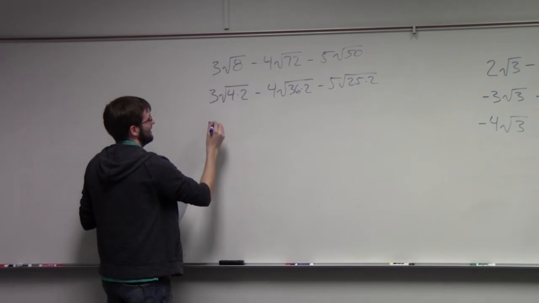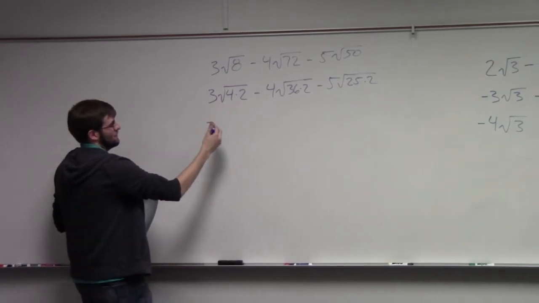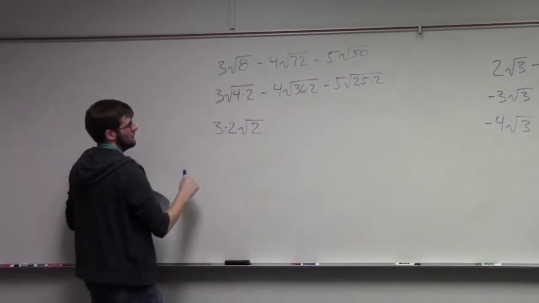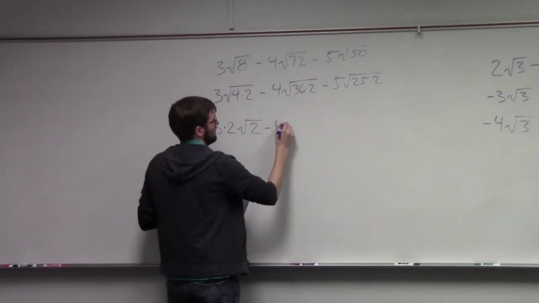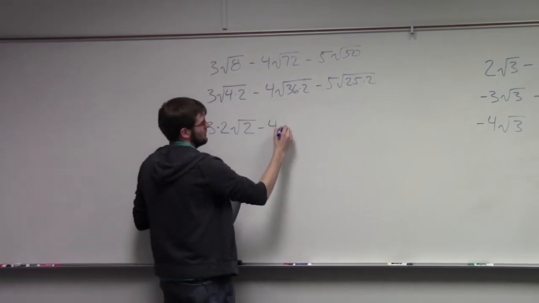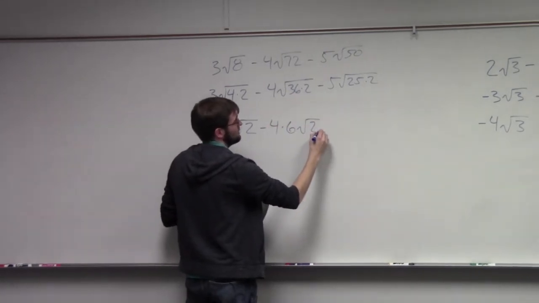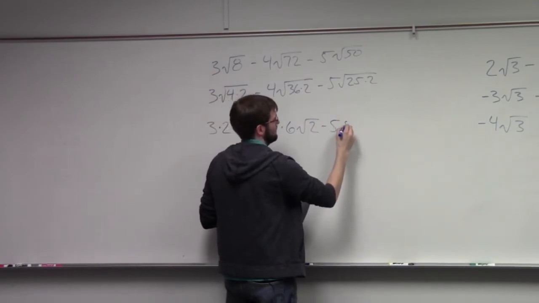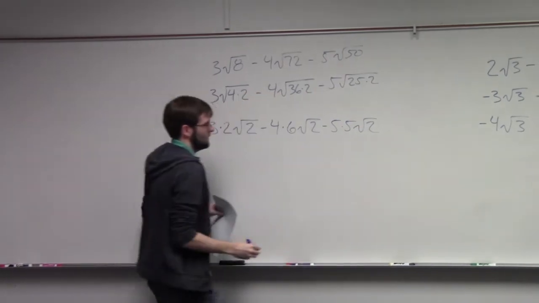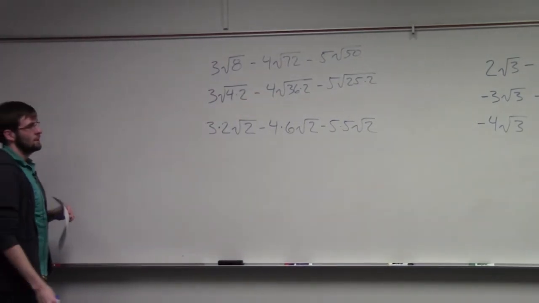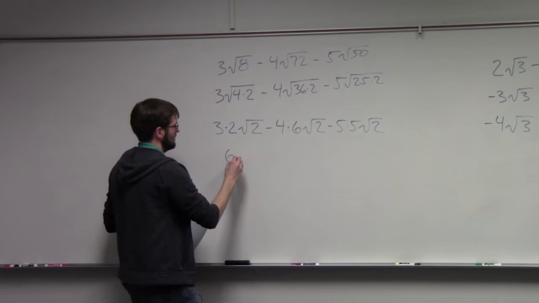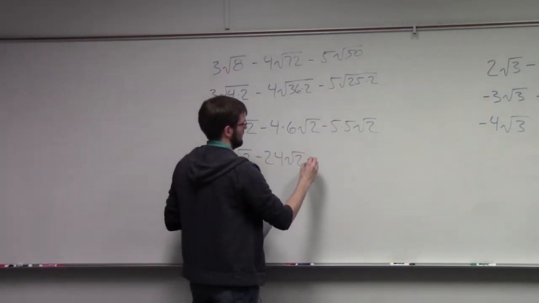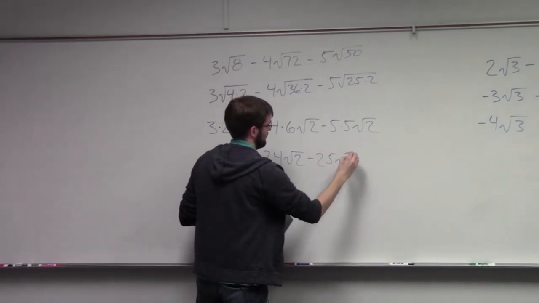That was good. So the square root of 4 is 2, and the 2 is going to stay in there. The square root of 36 is 6. So this 2 stays in there. Square root of 25 is 5. All right. So I need to multiply all these out. So I have 6 square root of 2 minus 24 square root of 2 minus 25 square root of 2.